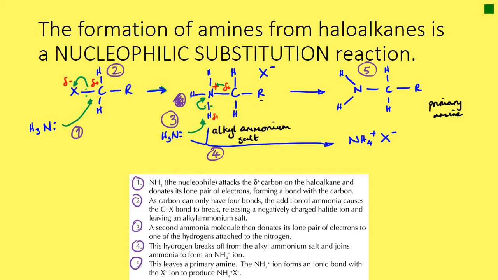Our first step, I'm going to choose a different colour, let's say purple. So our first step is this step here, where our ammonia molecule gets attracted to the polar haloalkane. And our second step is this one up here, where the carbon can only have 4 bonds, and our halide breaks off with the 2 electrons. And our third step is going to be this one here, where our second ammonia molecule comes in.